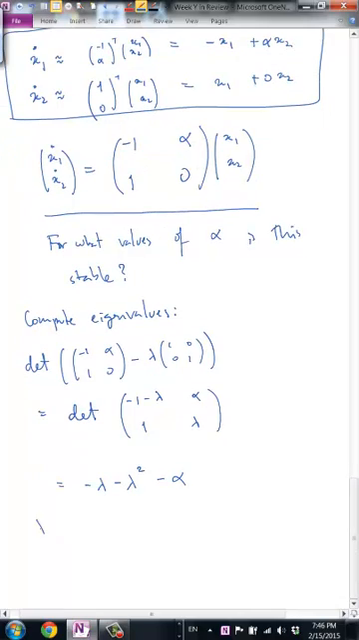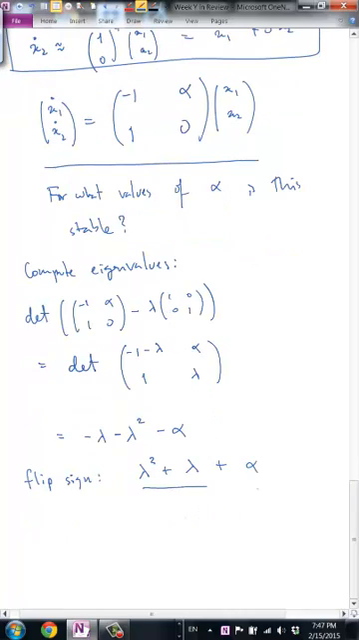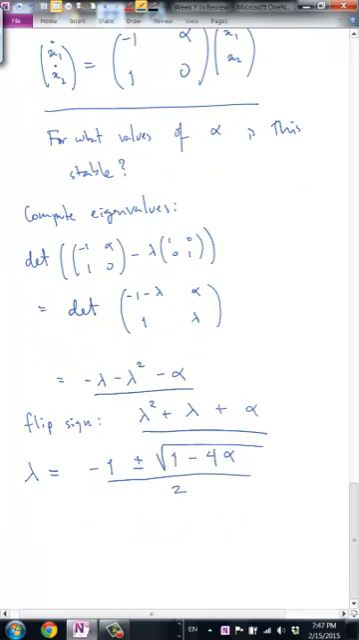And what are the roots of this? To find the roots, we can also flip the sign. If I flip the sign, this is like writing lambda squared plus lambda plus alpha. The roots of this polynomial and the negative of that are, of course, going to be the same. So lambda is equal to, using the quadratic formula, negative b plus or minus the square root of b squared minus 4ac, divided by 2a.